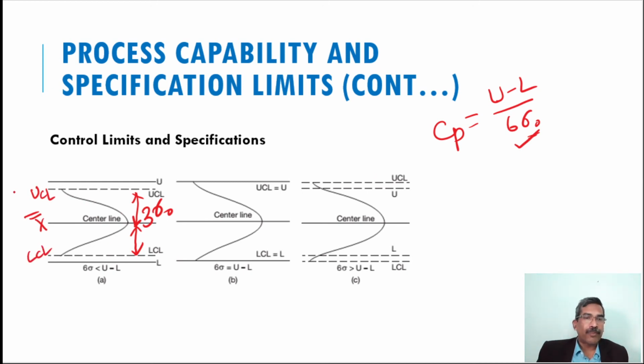Now if this type of pattern exists, that means the upper control limit and lower control limit lie inside the specification limit. There is a difference between the specification limit and the control limit.